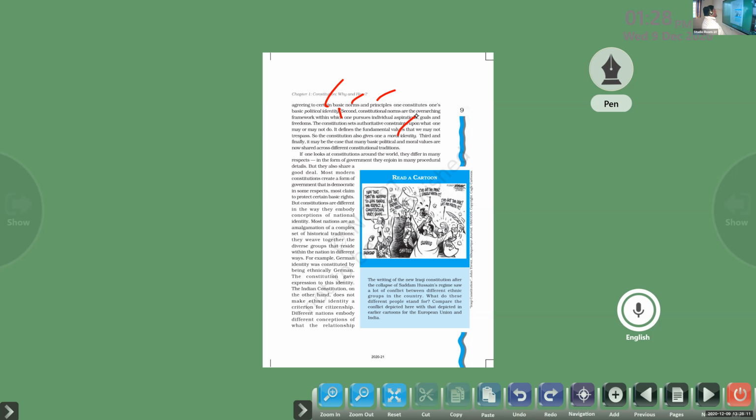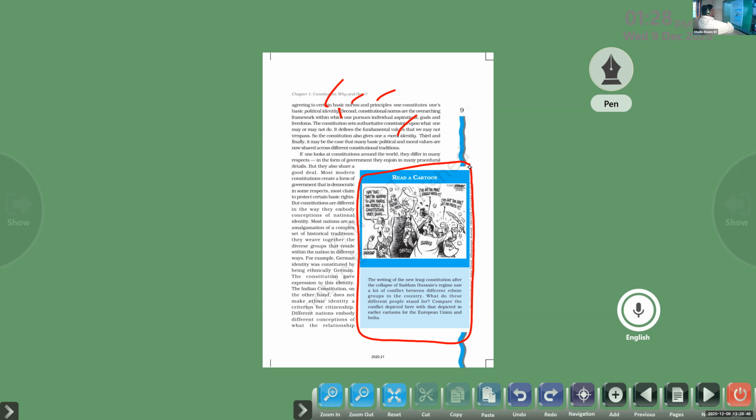Third and finally, it may be the case that many basic political and moral values are now shared across different constitutional traditions. Okay, so these moral and political values today are shared across different constitutional traditions. We are sharing all this political identity and the moral values today. Clear or not? Today, the world of globalization, liberalization. Okay, so sharing of ideas is there. All right.